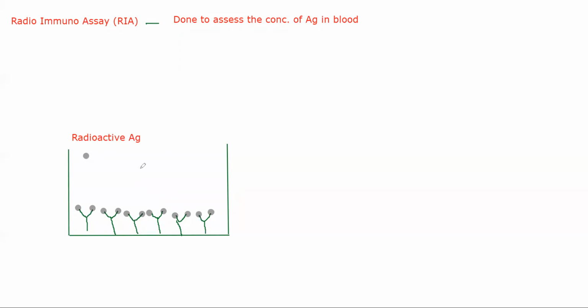After attaching this, now what I'll do is take one particular solution and pour those antigens into this well. What will happen is I will get a lot of antigens like this, and they will come. Some of them will attach to the antibody, some of them will not attach to the antibody.